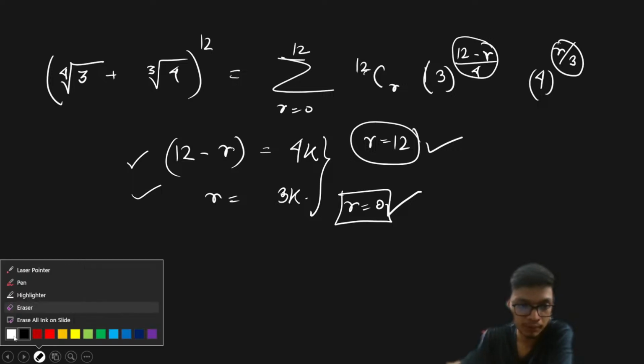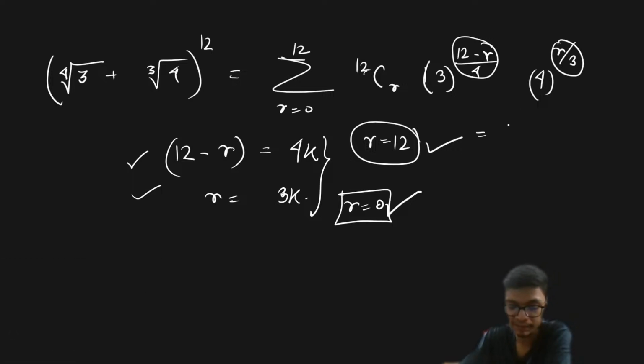Now if I put r equal to 12, the term coming out will be 12C12 3^0 and 4^4, right? So that is the term over here. So I will have this particular term as 256, okay.